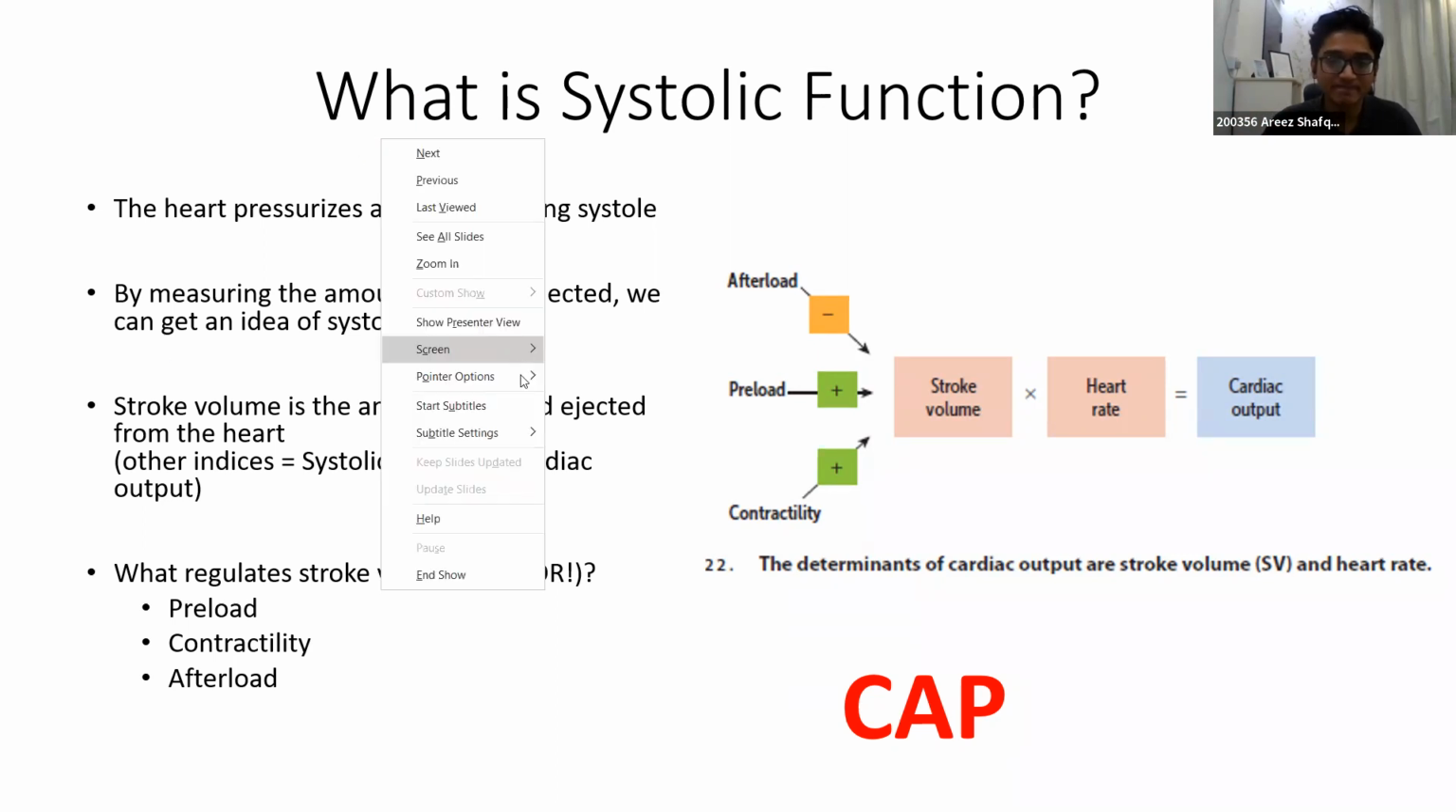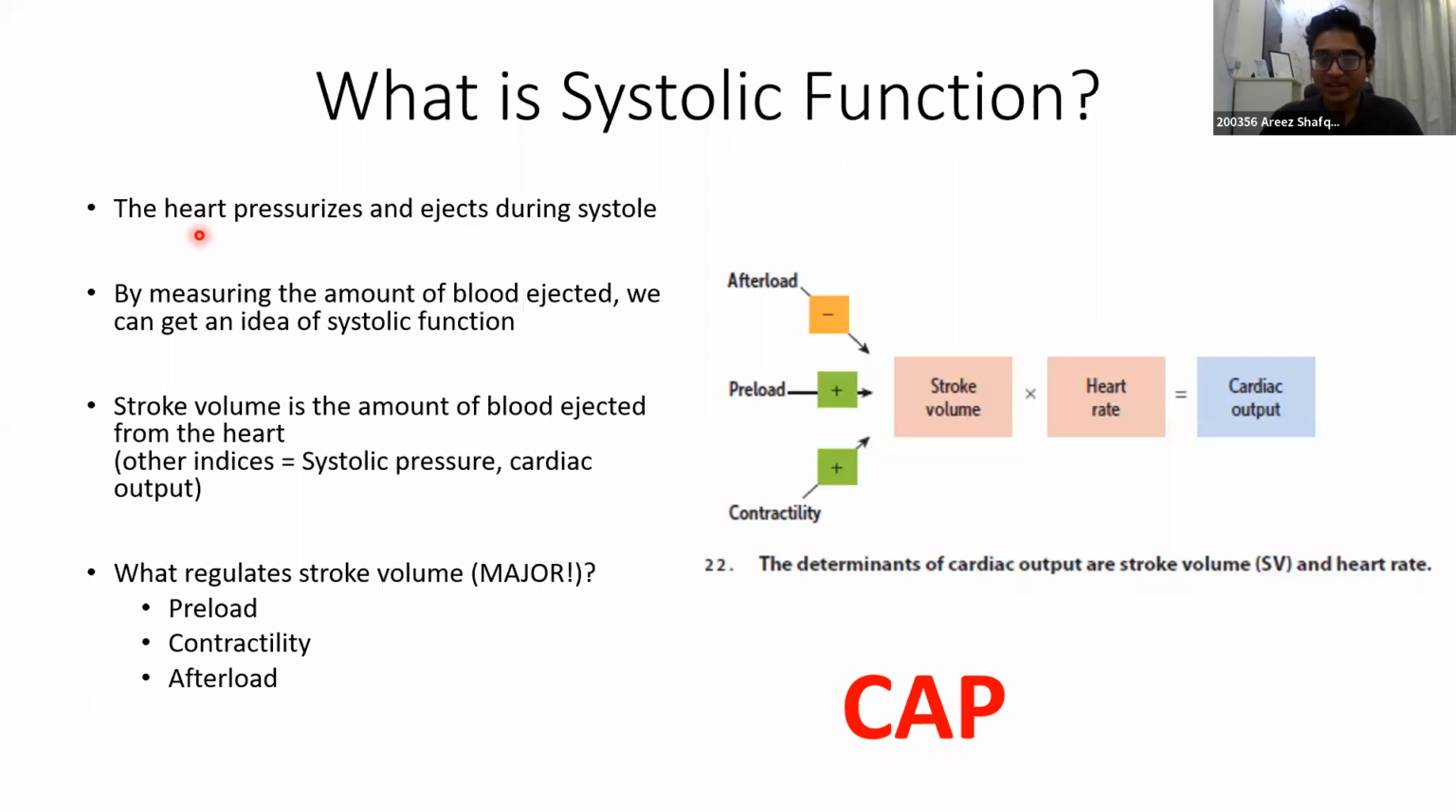That means that if the heart pressurizes and ejects, I need to find a way to measure how good the heart is functioning. So what I can do is I can measure the amount of volume the heart ejects. That volume is called stroke volume. Because the heart is pressurizing and ejecting during systole, if I measure the amount of volume the heart is ejecting, that gives me an idea of systolic function. Okay, so stroke volume is the major way we can figure out if systolic function is normal or systolic function is abnormal. So that's the first thing, okay?